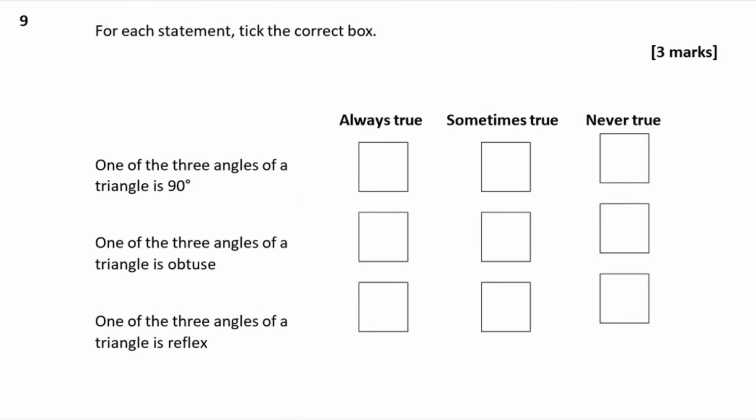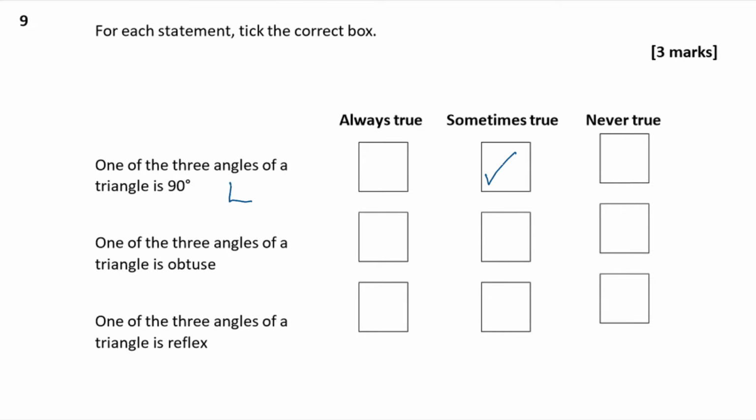Question 9. For each statement, tick the correct box. Is it always true? Is it sometimes true? Is it never true? One of the 3 angles of a triangle is 90. Well, it's not always true, is it? Because you can have a scalene triangle which was, I don't know, 40, 60, 80. That would be a perfectly fine triangle, but it wouldn't have a 90-degree angle. Although you can very much have right-angled triangles. So I'm going to say that that one is sometimes true.